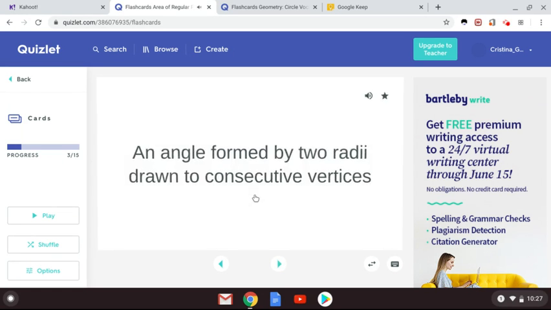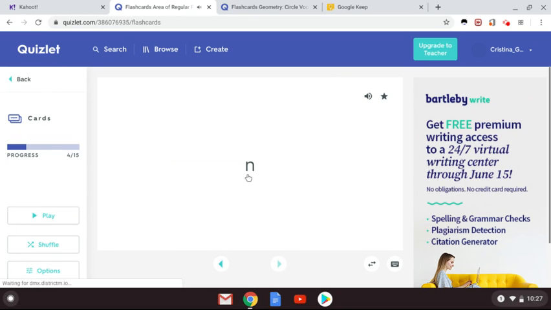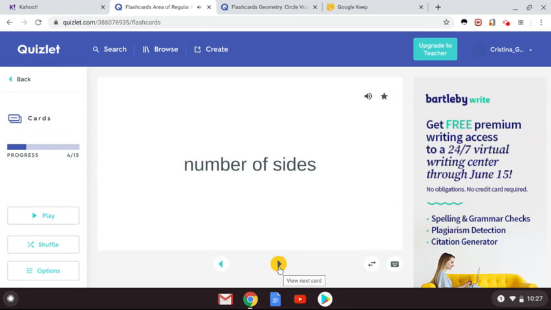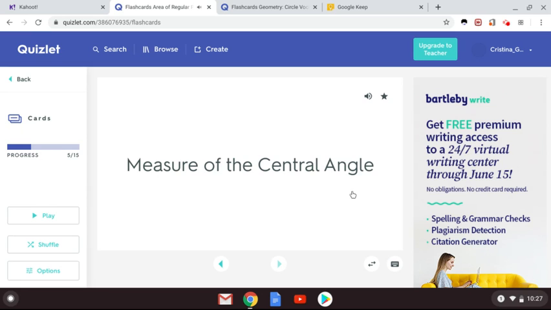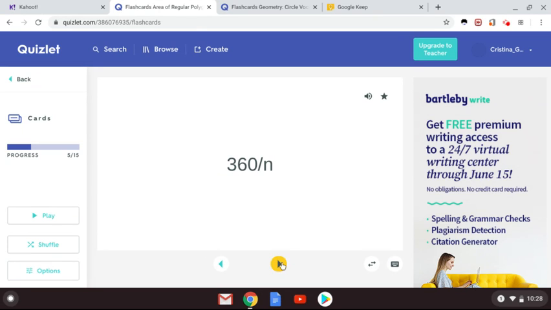Central angle of a regular polygon: an angle formed by two radii drawn to consecutive vertices. It's the same thing as a central angle, except now it's more specific to a regular polygon, which we know from the previous section. N is the number of sides. Measure of the central angle: 360 divided by n. So if you have an octagon and you want to find the central angle, 360 divided by 8.